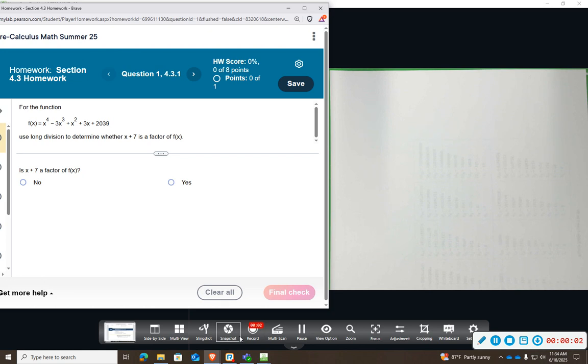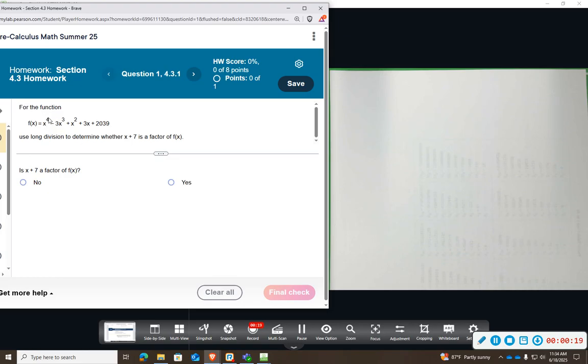All right, question number 1. We want to use long division and determine if x plus 7 is a factor of this f of x function. So first thing we want to do is check to make sure we have all of our terms.